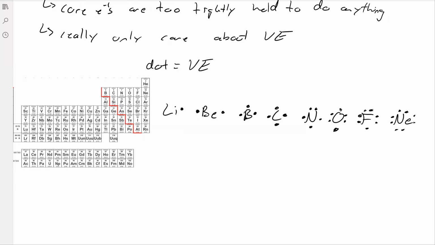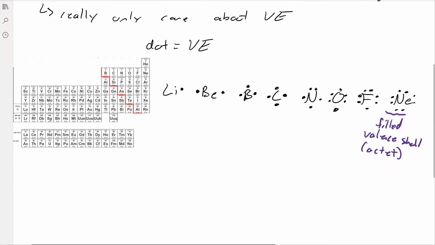And remember that we said that our noble gases are particularly stable because they have a filled valence shell. And this is most often called an octet. Octet for 8 because there's 8 valence electrons. But it's not that they necessarily want 8 valence electrons, it's that they want a filled outer shell, right? So elements want this, right? They want that filled valence shell. This is what's known as the Octet Rule.